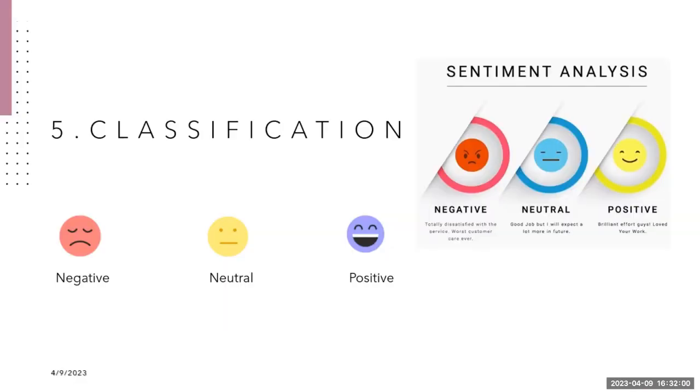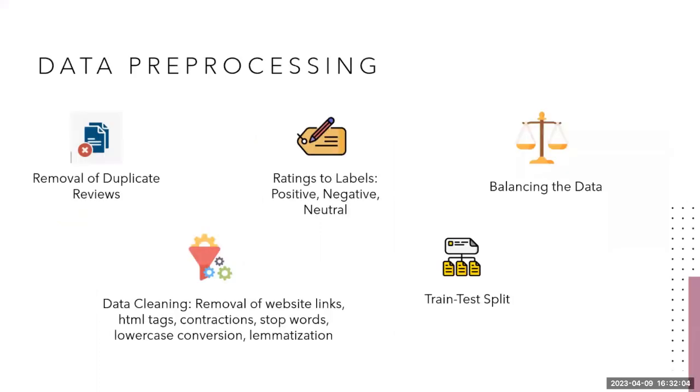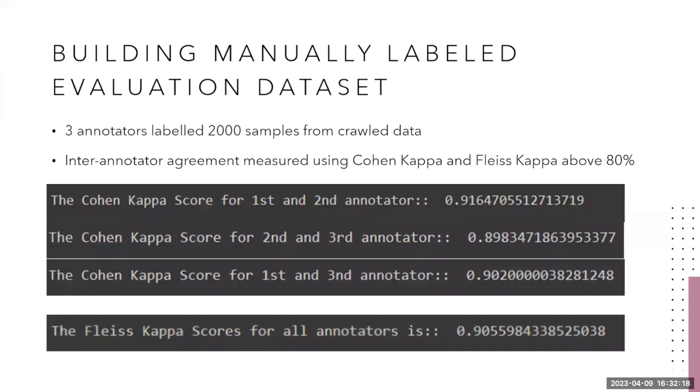For classification, we jointly perform subjectivity and polarity detection by classifying reviews as neutral, positive, or negative. These are our data pre-processing steps, and we remove website links, HTML tags, stop words, contractions, change to lowercase, and do lemmatization. We also build a manually labeled evaluation dataset from the crawl data.